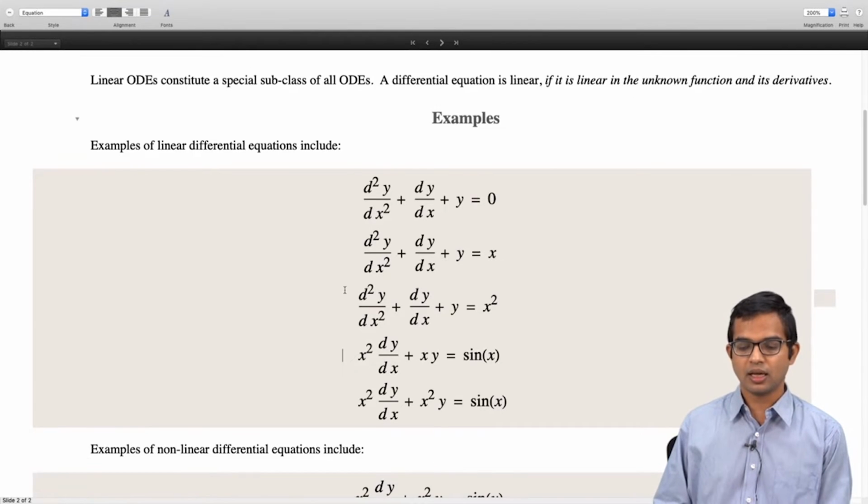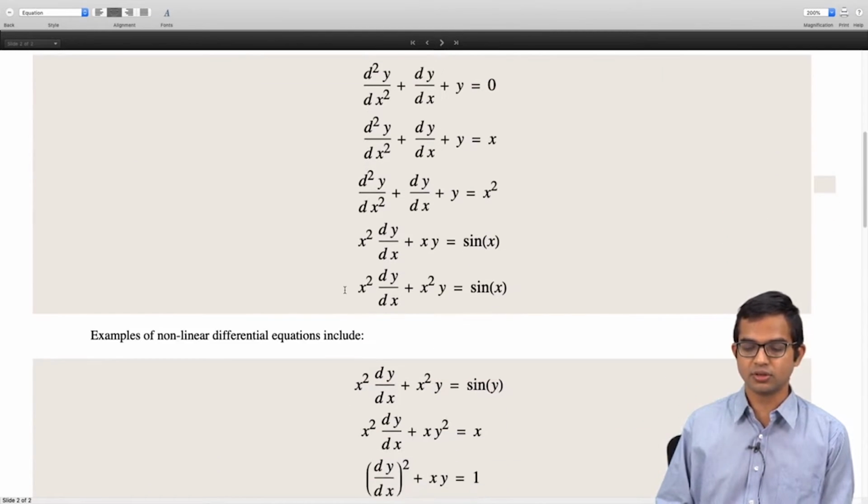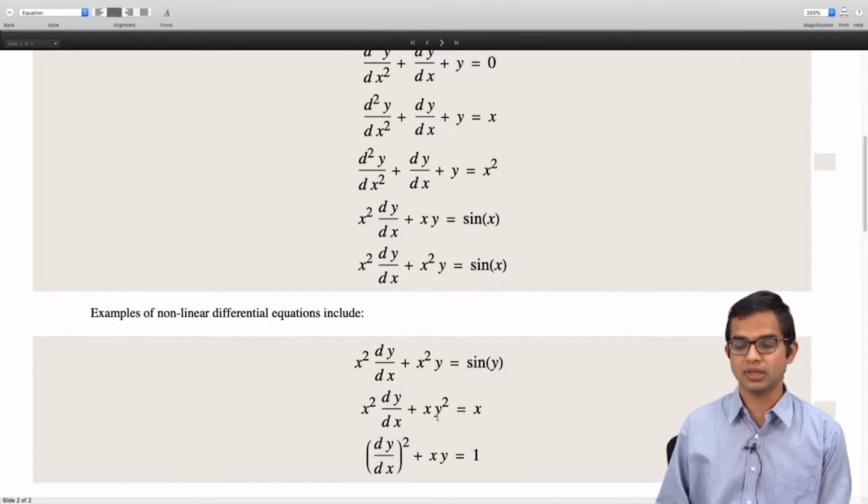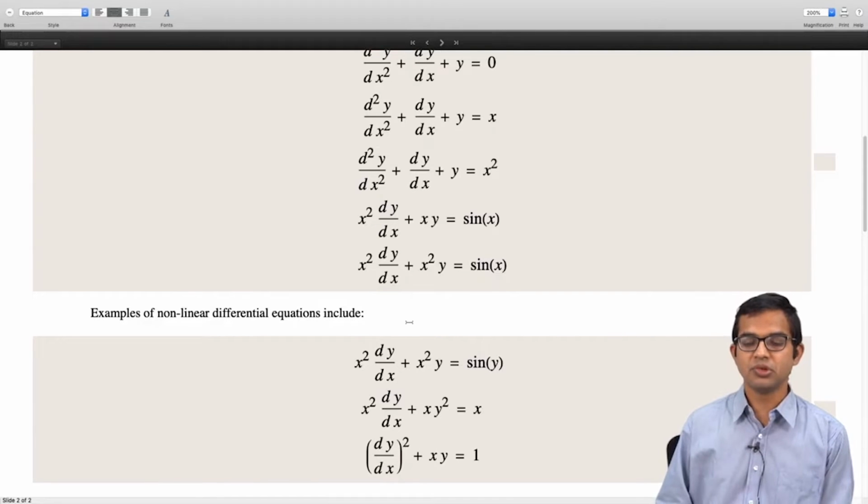So let's look at a few examples of nonlinear differential equations to contrast against the first set. Now you see that if you have a sine of y, then that's trouble. So that's a nonlinear differential equation. If you have y squared, that's also a problem. And dy by dx the whole squared plus xy equal to 1 is also a nonlinear differential equation. In general, nonlinear differential equations are very hard problems, and only very small, very special subclasses of problems are amenable to exact solution. And even when there are solutions, there's so much complexity. In fact, the field of nonlinear differential equations is a whole subject by itself.